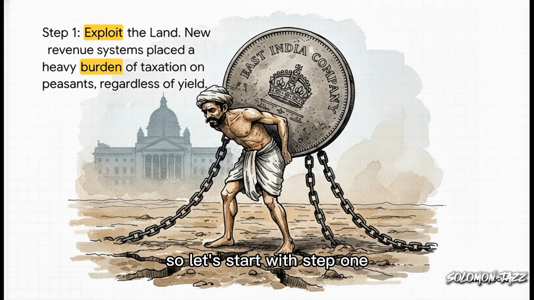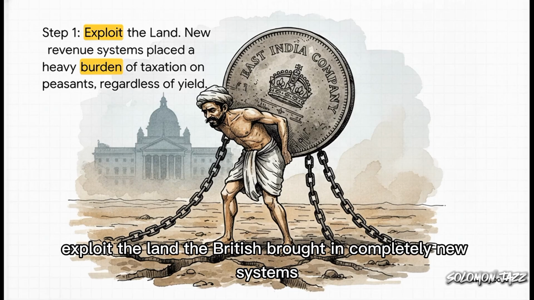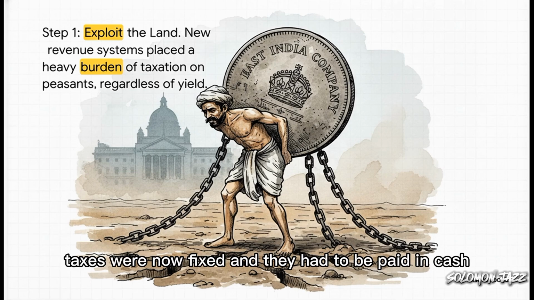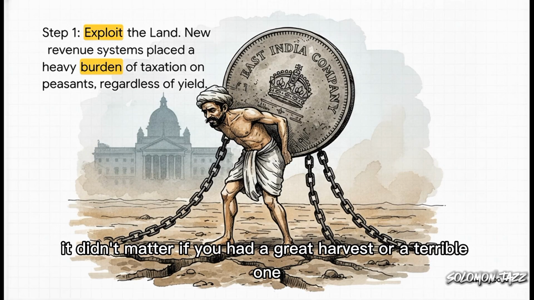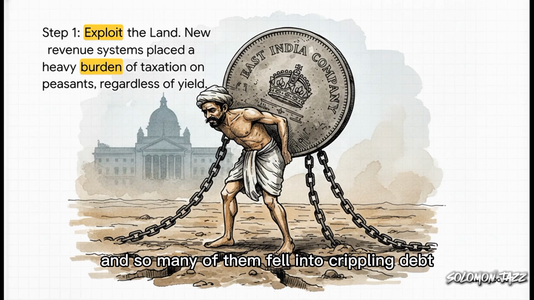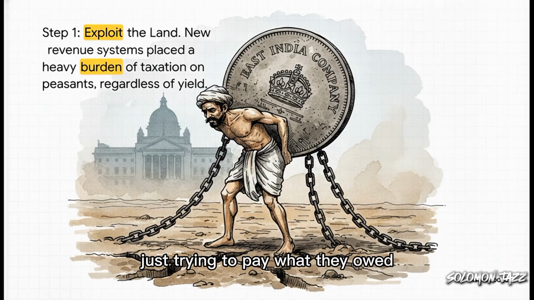So let's start with step 1. Exploit the land. The British brought in completely new systems for collecting taxes on land. And here's the key change. Taxes were now fixed, and they had to be paid in cash. It didn't matter if you had a great harvest or a terrible one. This put a huge amount of pressure on farmers, and so many of them fell into crippling debt just trying to pay what they owed.